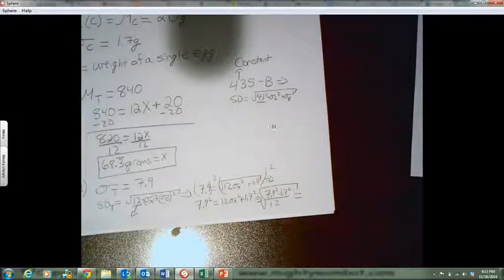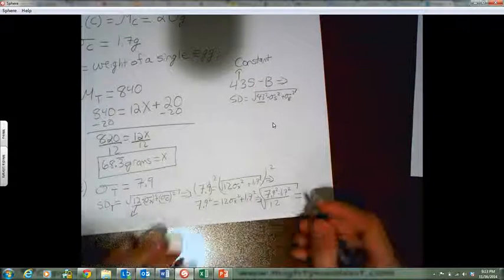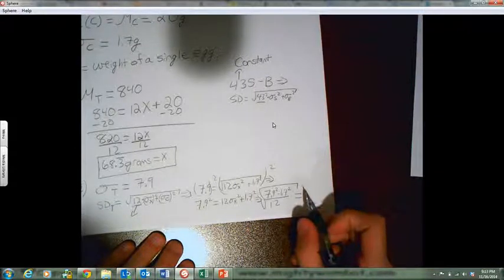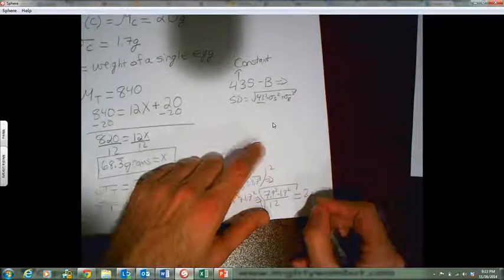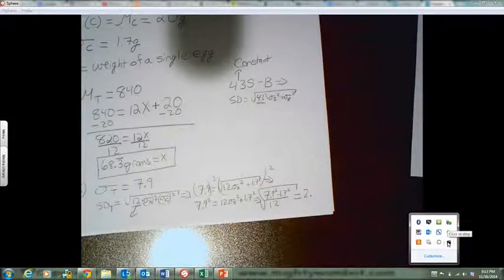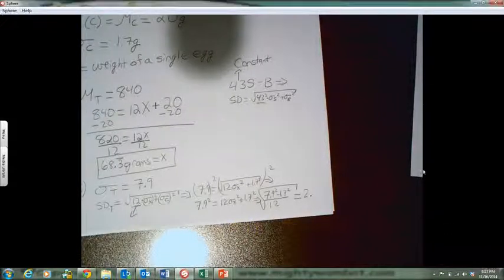Let me see, what do we get? I don't have this done on my calculator yet. If you'll bear with me, I will go and solve this. I believe you get 2 point something. Give me 1 second, please. I'm going to pause the video here. We will get 2.23 grams.